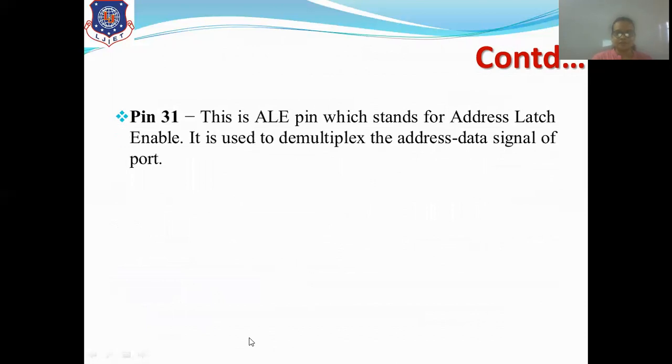Then pin 31. This is the ALE pin, which stands for address latch enable. It is used to demultiplex the address and data signals of the port, right? The same way as pin 30 which we use in the 8085 processor, the same function is done by the ALE pin at pin 31 in the 8051 controller. Due to this, the multiplexed address and data bus at port 0 will be demultiplexed using ALE.